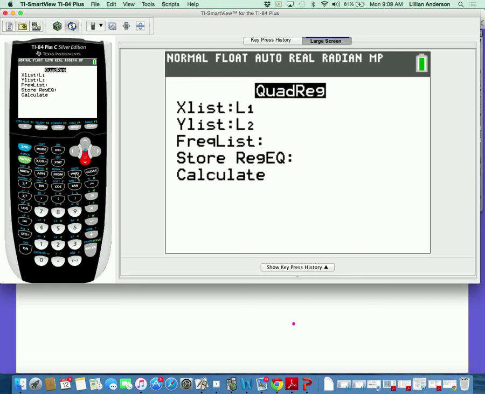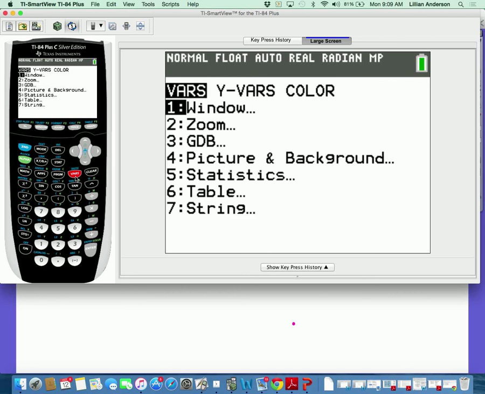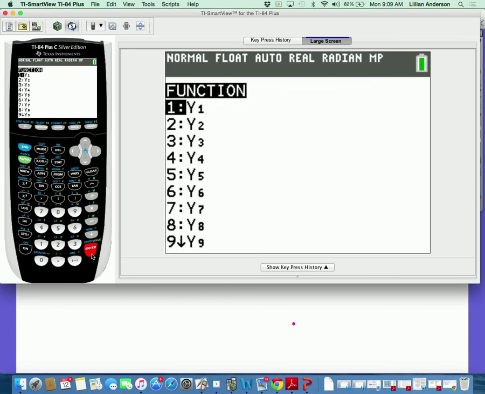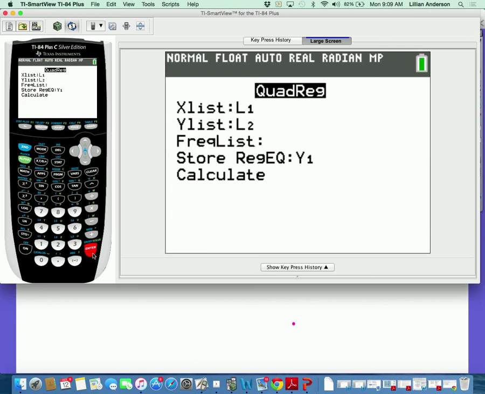You want to click VARS. VARS is located right beside the clear button. Go over to Y-VARS. Click enter on 1, which is function. And then click enter again for Y1. Okay, that's if yours looks like mine. Raise your hand if yours looks like mine. Like the front screen looks like this. Did you guys follow me? Did you type it in? Okay, cool. Alright, hold off. Don't hit calculate yet.